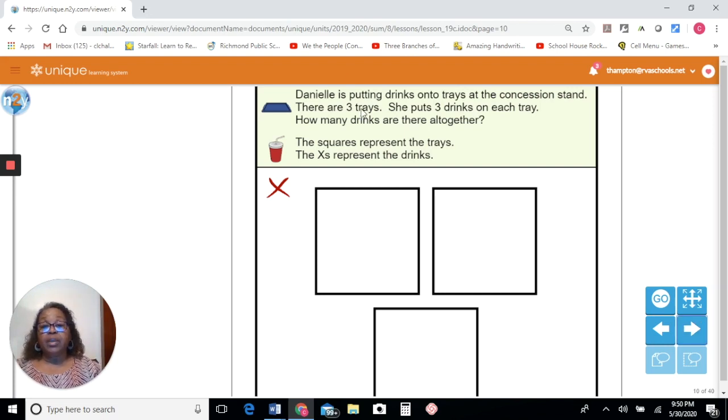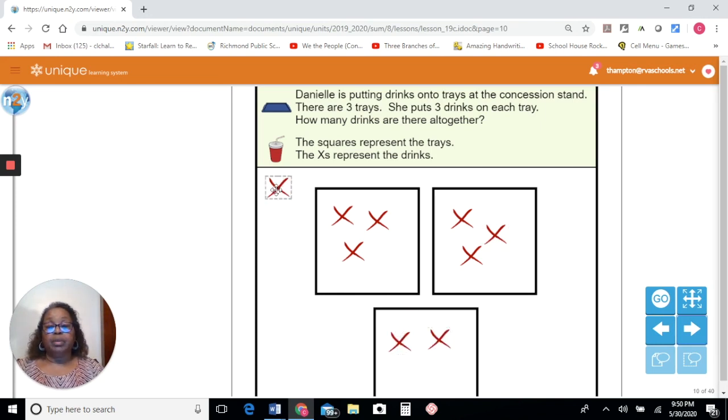How many trays are there? 3. We have 3 trays. How many items are in each tray? How many drinks are in each tray? She puts 3 drinks on each tray. So let's do that. 1, 2, 3 on one tray. 1, 2, 3 on the next tray. 1, 2, 3 on the last tray.